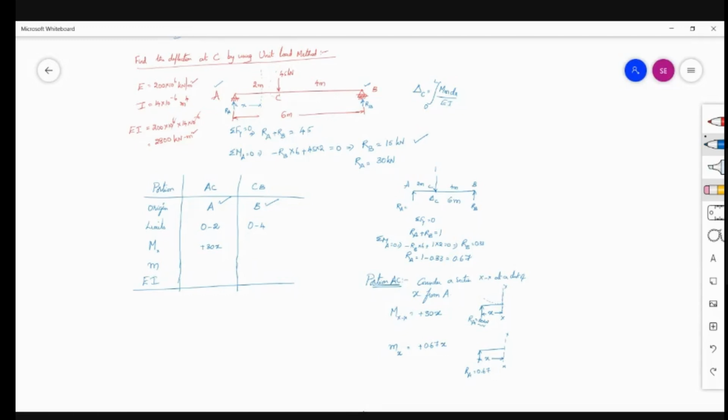Now, capital M, that is the moment due to the external load system at any section, is plus 30x plus 0.67 into x, and that is for small m. EI, there is no change in the flexural rigidity value. EI is 2800.